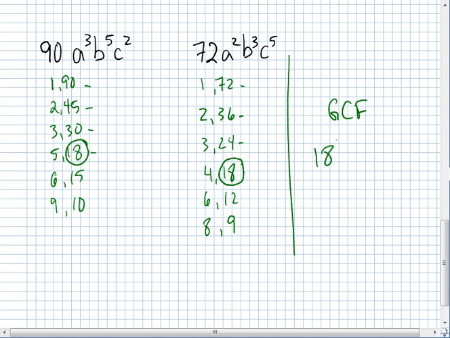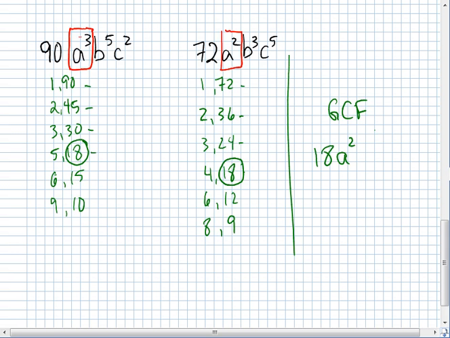And then to find the rest, I'm going to look at the variables. Looking at the a's, I have a cubed, which is like 3 a's as factors, and a squared is 2 a's. So that means 2 is common to both. So for my GCF, a squared will be common to both.